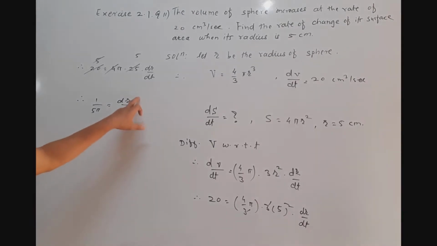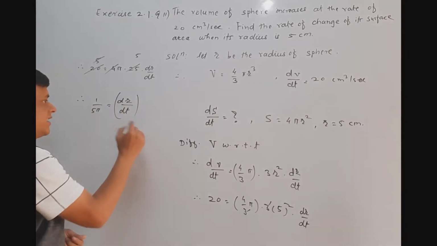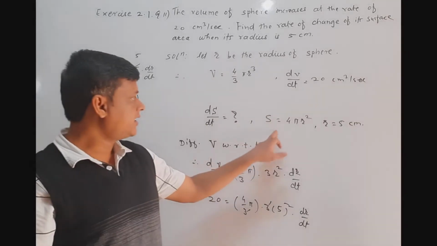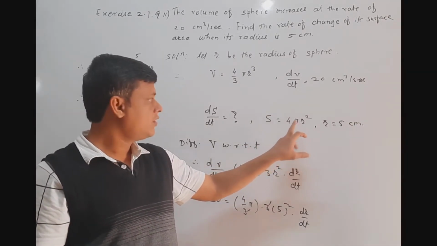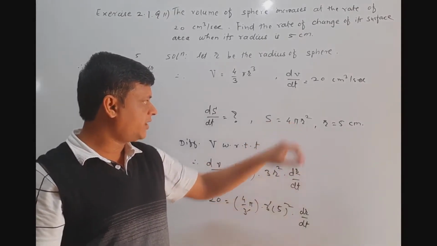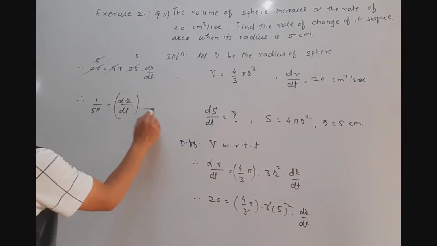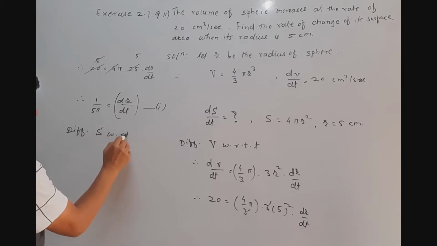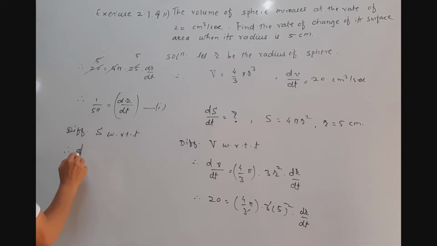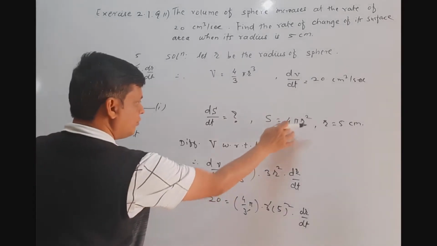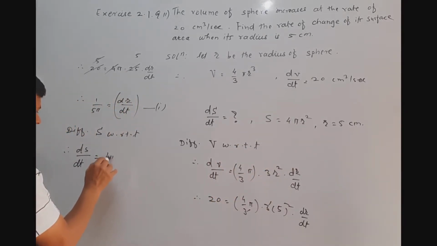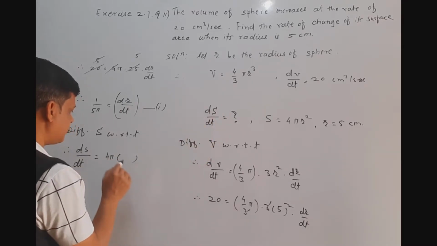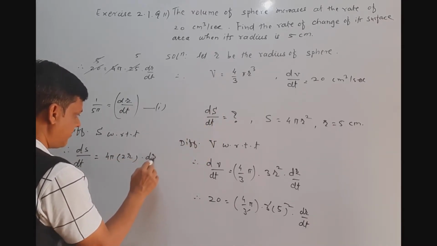Now we have the value of dr by dt. We have to find dS by dt, and we know that S is equal to 4 pi r square. So we differentiate S with respect to t. So denote this as equation number 1. Differentiate S with respect to t. Therefore dS by dt is equal to 4 pi, which is constant, so keep 4 pi as it is. Derivative of r square we write 2r into dr by dt.